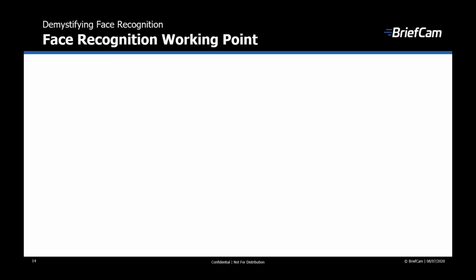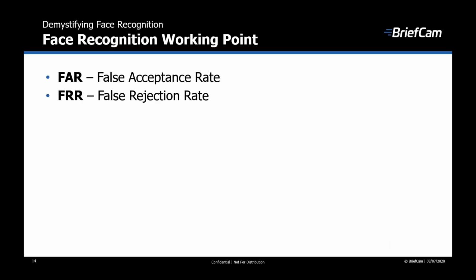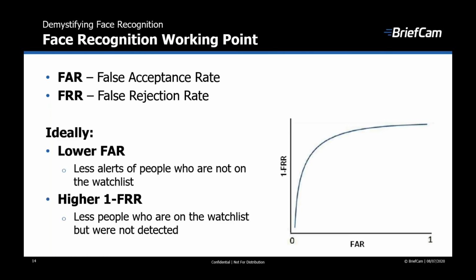So let's discuss the facial recognition working point. There are two important terms when looking at a benchmark. False acceptance rate, or FAR, also known as false positives, is when the system detects that the face is a match when it isn't. False rejection rate, FRR, also known as false negatives, is when the system decides that the face is not a match when it is a match.